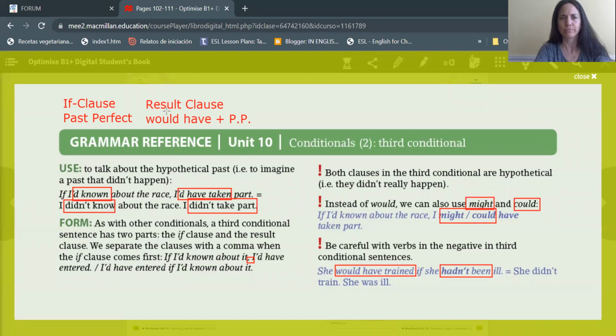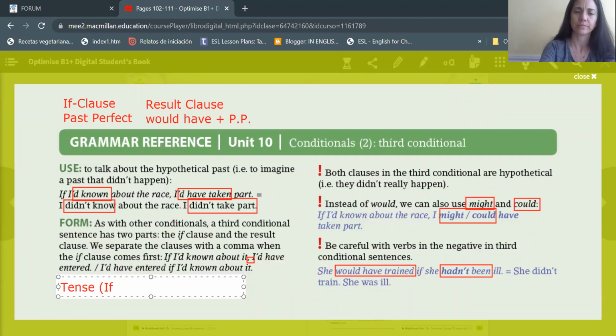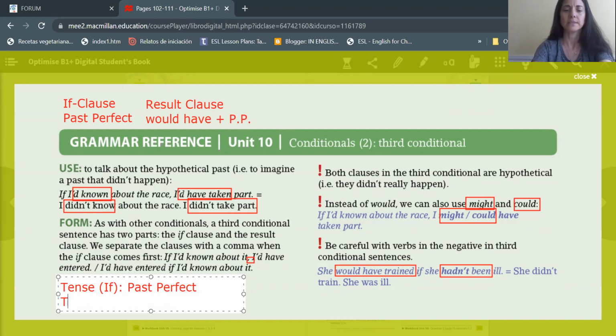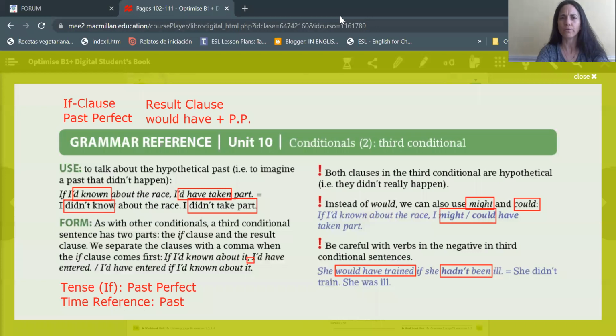So, as you can see, the tense that we use in the if clause is going to be the past perfect. And the time reference, yes, we are going to be referring to the past. Okay? And that would be all the theory of this.